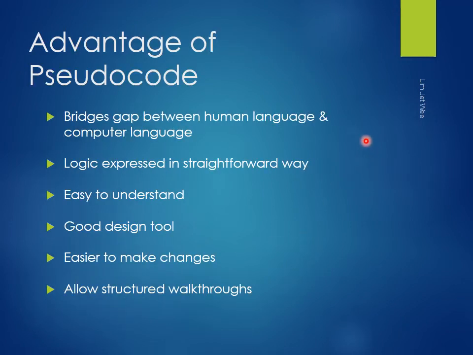So why do we prefer pseudocode? For many reasons. First of all, because it provides us a bridge between human language and computer language. So you can actually translate a pseudocode to a computer language a lot easier. And it does show logic in a very straightforward manner that almost anyone can understand, even a user. So it's easy to understand.